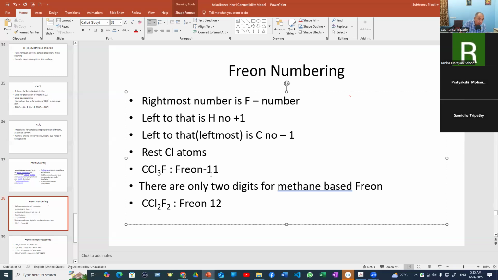So if we say Freon 11, it means it contains one fluorine, and since there is no hydrogen, 0 plus 1 is 1. This is the hydrogen plus 1 number, and the leftmost is the carbon minus 1, that is 0. So 0 is not written. Carbon is only 1, 1 minus 1 is 0, and 0 is not written. So Freon 11 means it is trichlorofluoromethane.